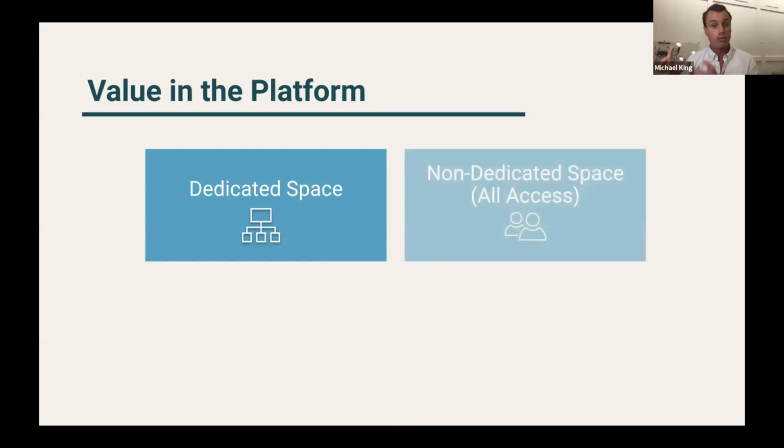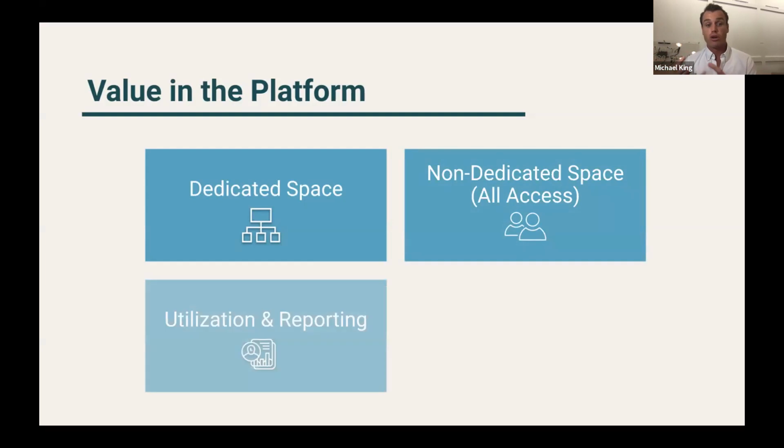We think that there's going to be this other third space. People aren't going to be going to Starbucks the same way that they once were, but they're going to want the ability to access a quiet, productive space to work outside of their home. We think that there's going to be a greater need for utilization and reporting. How are both the dedicated spaces and the non-dedicated spaces being used? When are they at capacity? Are not enough people going to them?